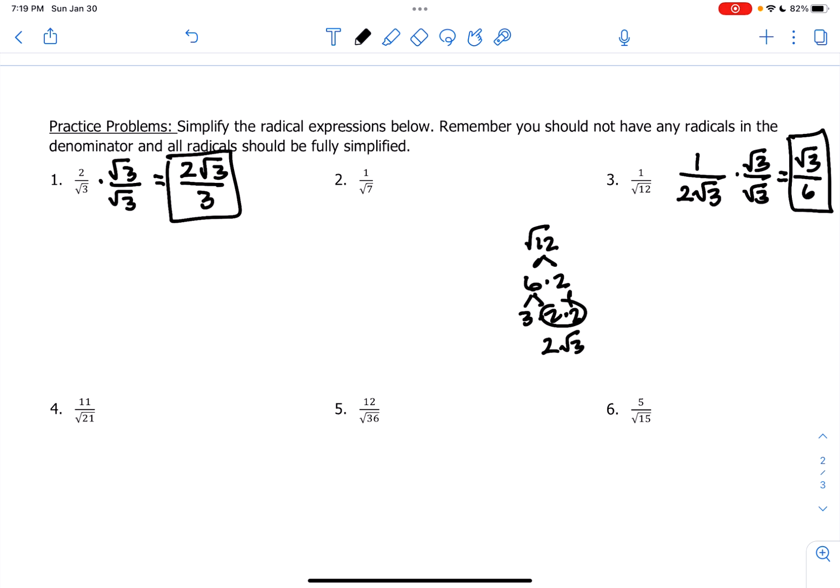A quick glance at number 5, the square root of 36 is just regular 6. So that's 12 divided by 6, which is just 2. So if there's a radical in the denominator, you can simplify it first and then rationalize by multiplying by 1.